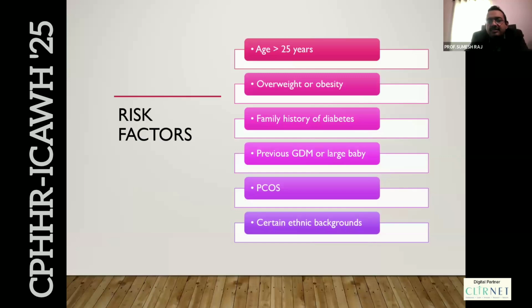Now, what are the risk factors? What are the risk factors of which patient do you consider where the gestational diabetes develops? And again, here the important risk factor is the age more than 25 years, an overweight or obese patient, a family history of diabetes, previous gestational diabetes, a mother who had gestational diabetes in previous pregnancy, this nearly has a 100% chance of developing gestational diabetes again, or a large baby in the previous pregnancy, PCOD, and there are certain ethnic backgrounds where there is more prone for developing a gestational diabetes.